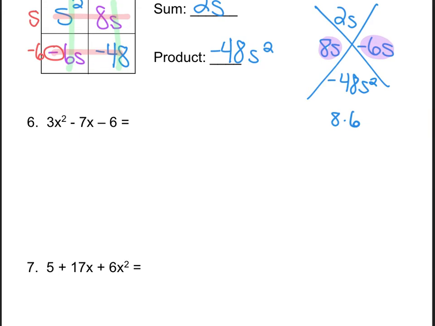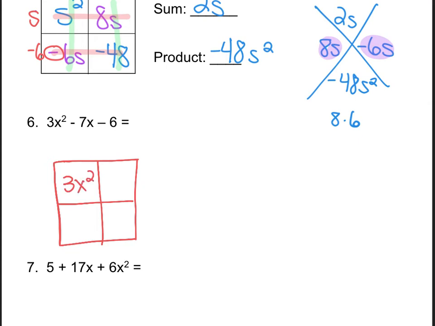What if we don't give you the box and you have to build the box out? Okay, so I'm going to make my own box because I didn't get a box there. And I'm going to fill that box in with what I know, 3x squared and negative 6. What I don't know is what my other two factors are, but I know they have to add to the middle term and multiply to the two outside terms. So I need something that adds to negative 7x and multiplies to negative 18x squared.